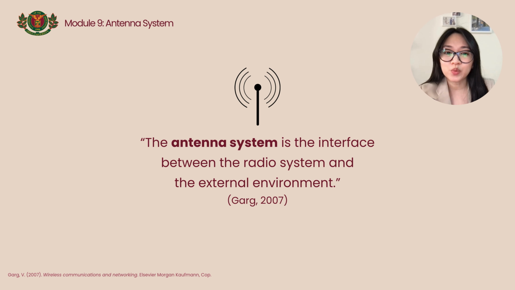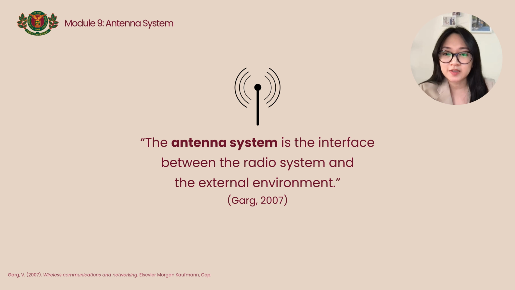As defined in the book Wireless Communications and Networking, the antenna system is the interface between the radio system and the external environment. So it's a device that either transmits or receives electromagnetic waves. It acts as the connection between the transmitter inside the station and the outside environment, where the signal spreads and reaches its audience. So, how does an antenna system help in the radio broadcasting process?